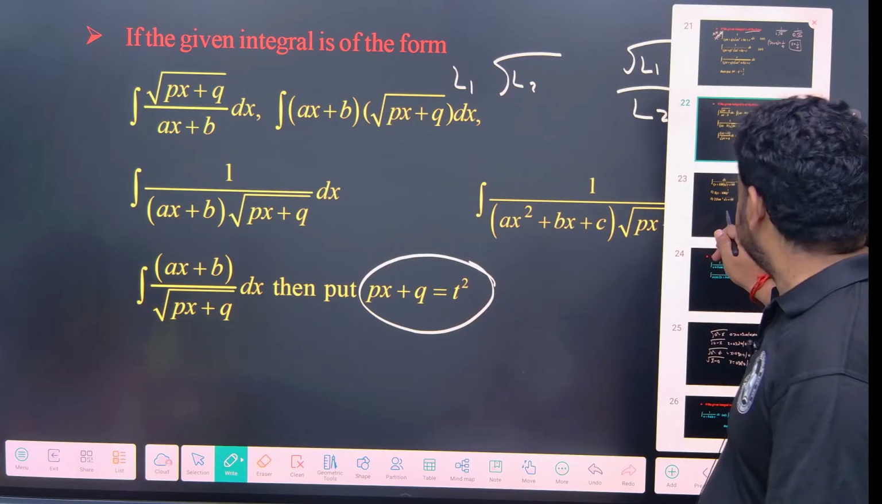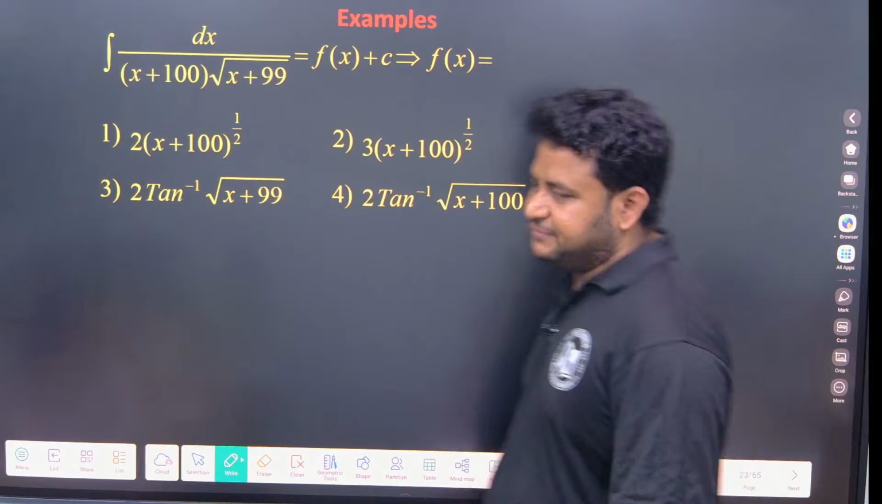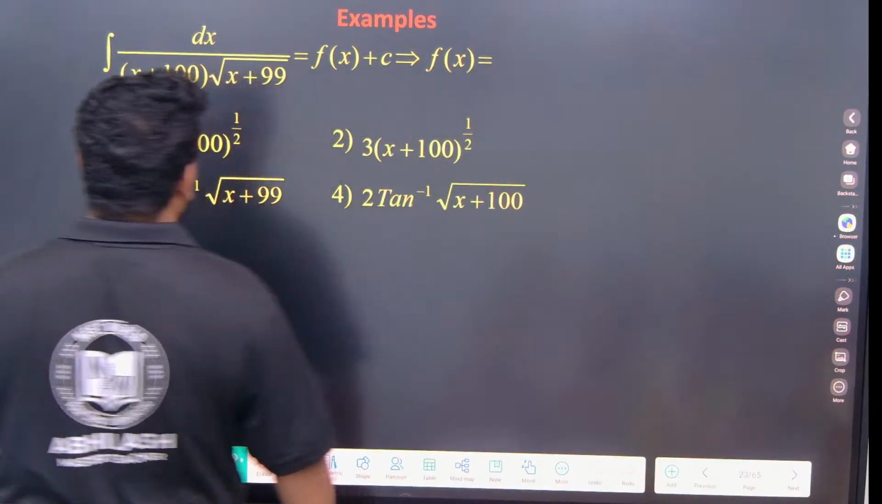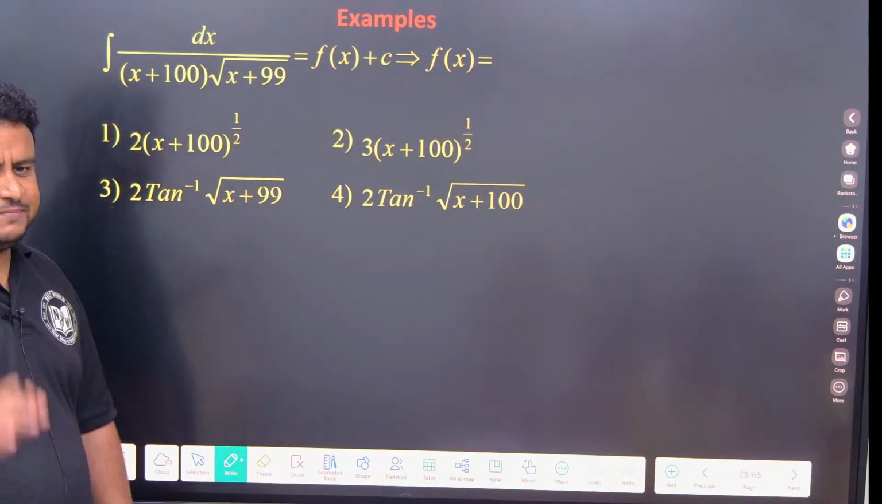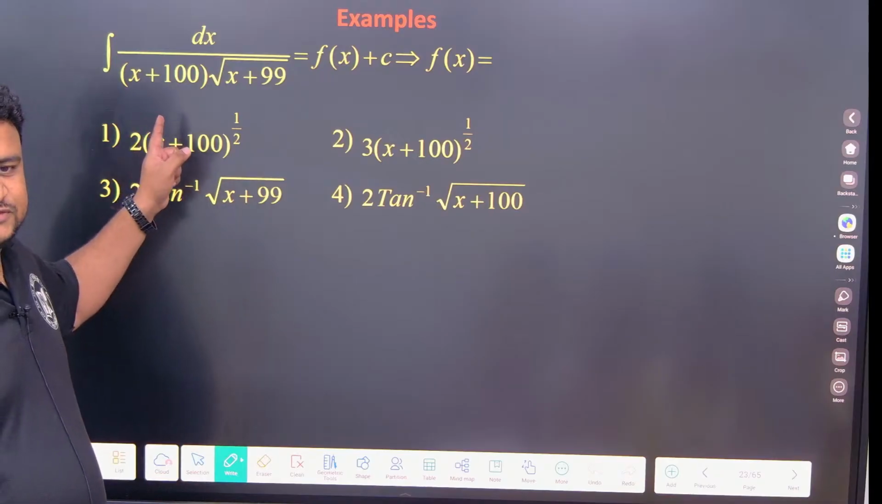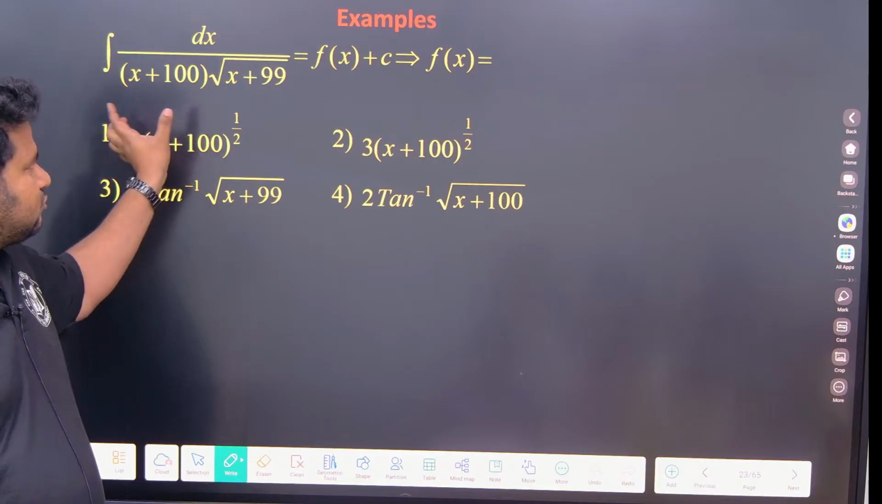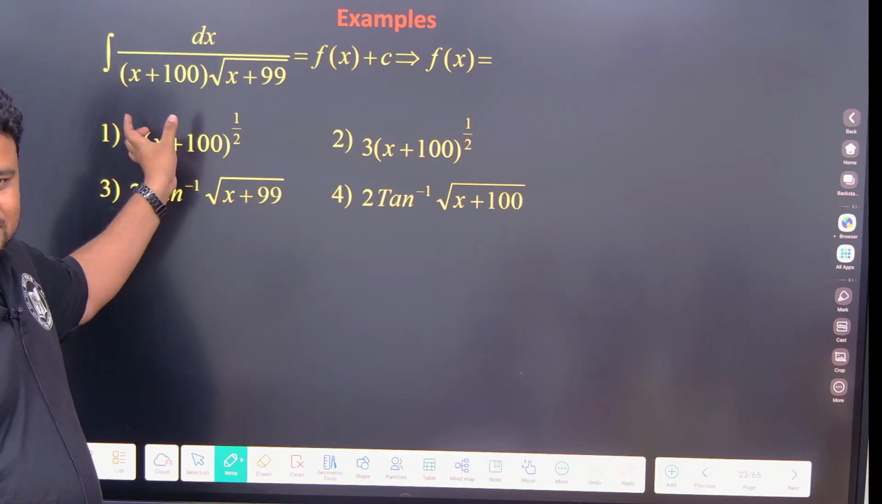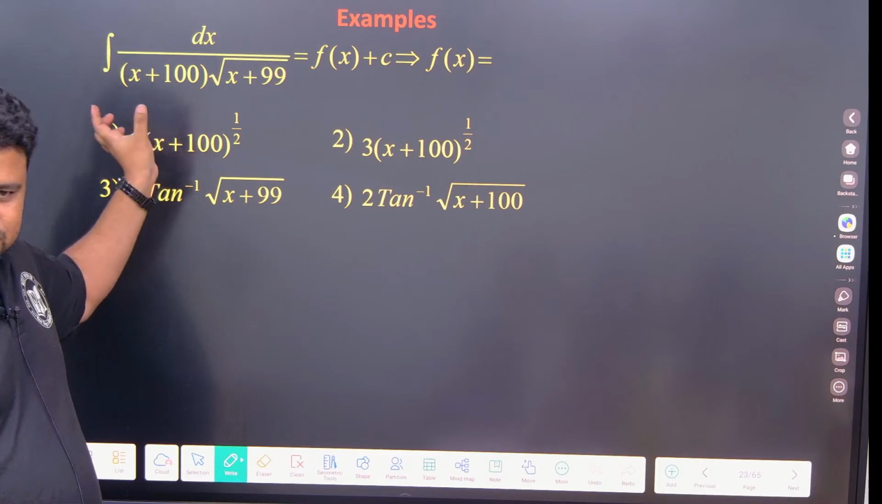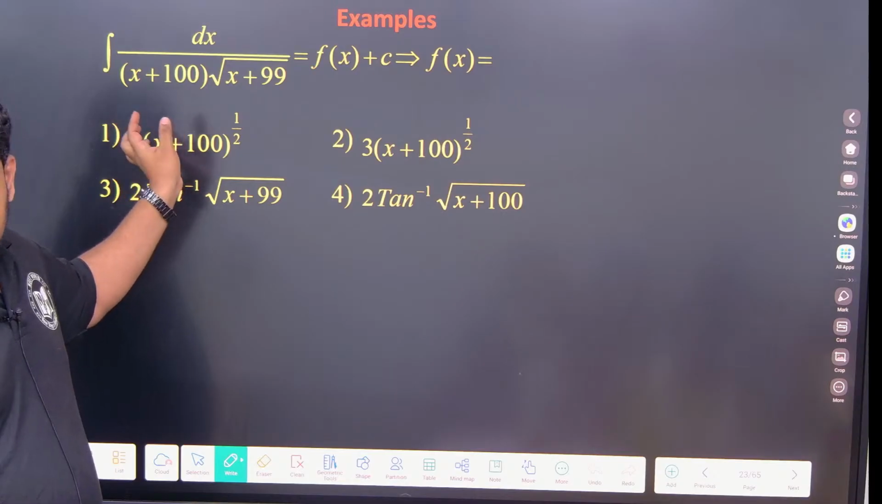We'll solve a question based on this. So see here, they have given integral of 1 by (x plus 100) square root of (x plus 99). First tell me this is of which form, Akshaya? Check, is there a quadratic, x square or x cube? No. It is x only, which means it is linear. So linear into linear.